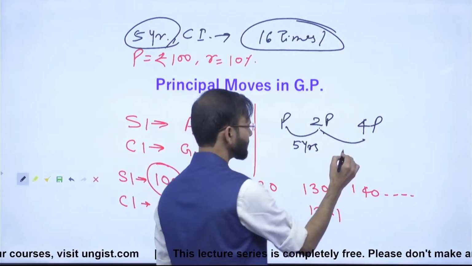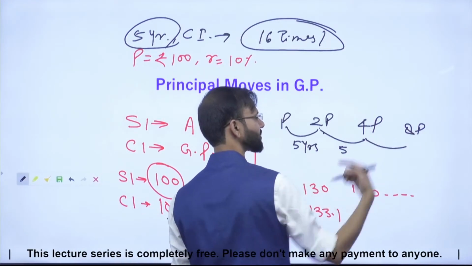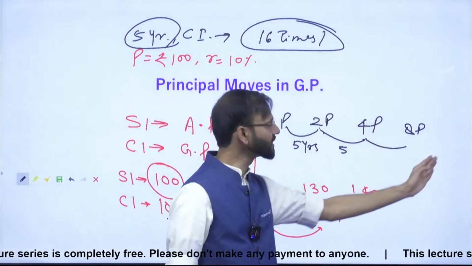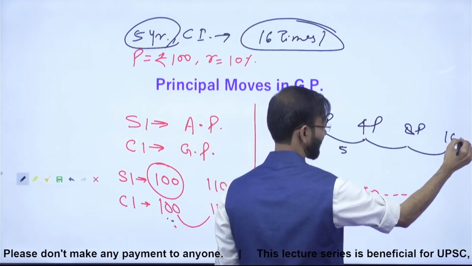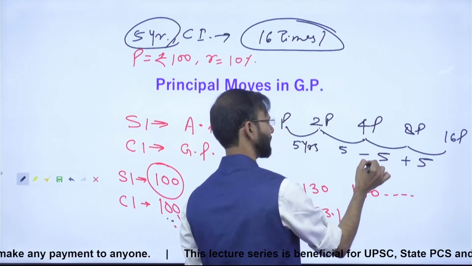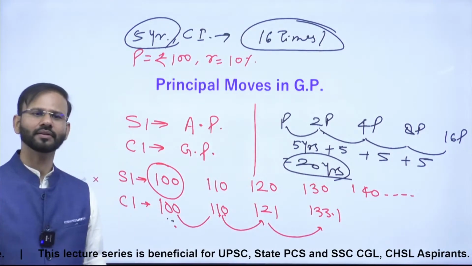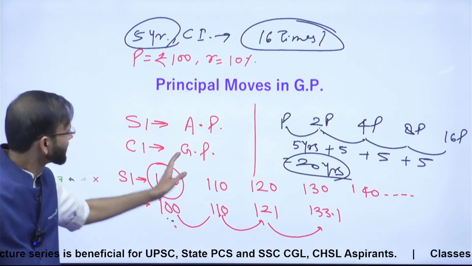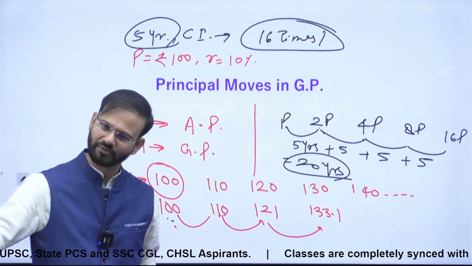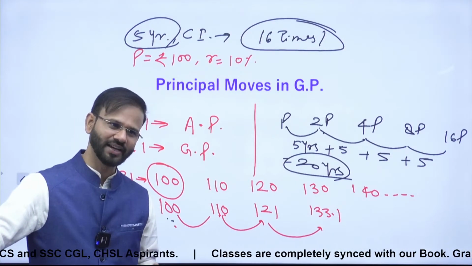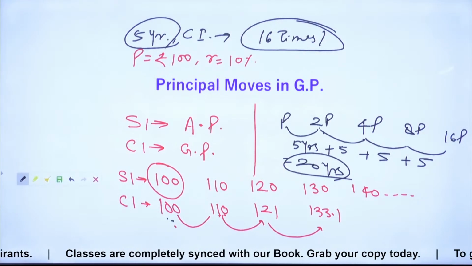Everybody clear? So in next 5 years, again in next 5 years, this 4 become what? 8. And in next 5 years, this 8 will become what? 16. Right? So guys, what is the answer? 20 years. Guys, getting it? Everyone fine now? So this is something when we say principal moves in geometric progression in compound interest. It's clear, everyone? Right? Fine. Any doubt? Any confusion to anyone? No? Please note it down here. Okay.